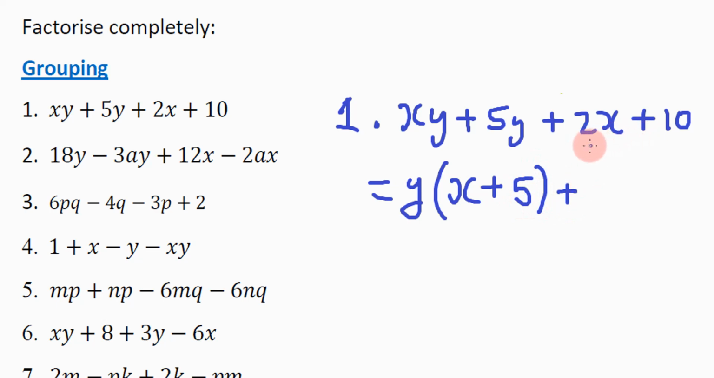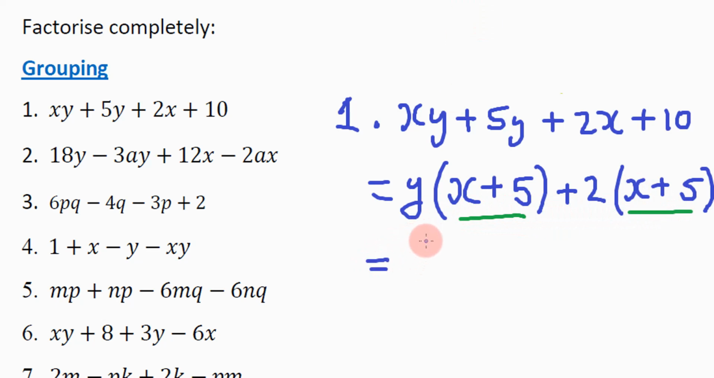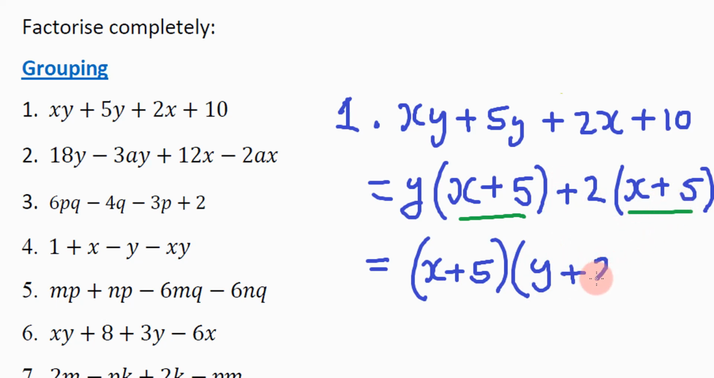Now we look for a common factor in the last 2 terms. Here the common factor is 2. So taking out 2 times x will give us 2x, and 2 times 5 will give us 10. Now you should note that x plus 5 inside the brackets is a common factor, and we can take it out as such. So we take out x plus 5. Then what's left of the first term is y. Then we have a plus, and what we have left of the second term is 2.